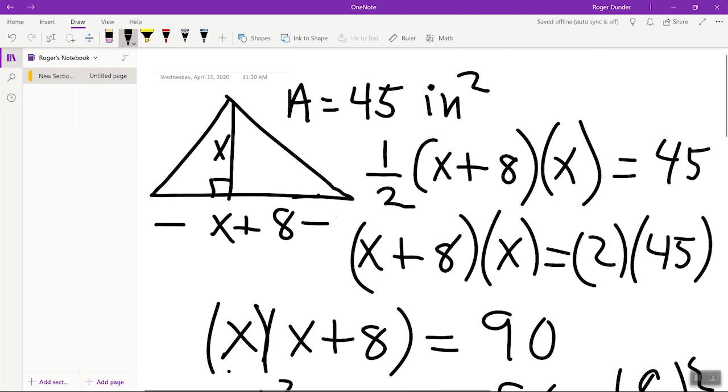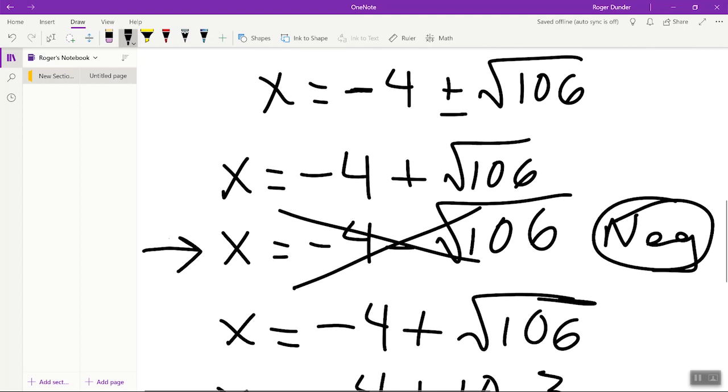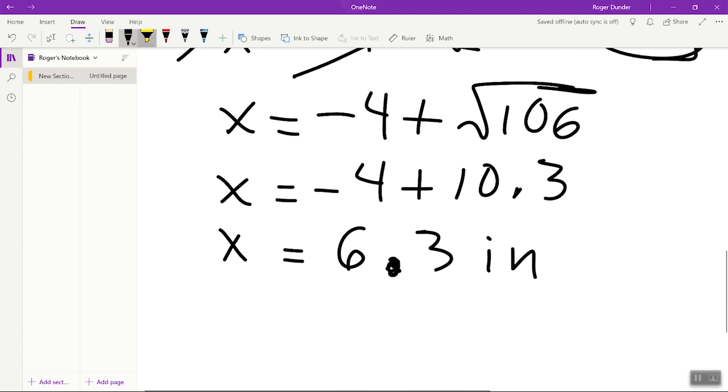If x was 6.3, 6.3 plus 8, 6 and 8 is 14, so that's 14.3 times 6.3. What does that work out to be? 14.3 times 6.3, and then times a half, because remember it's 1/2 base times height, times 0.5 equals 45.045, but to the nearest tenth, it's 45.0, which is exactly what we had for an area. So we are confident that our answer is correct. We've checked it out, and this is our answer right here.